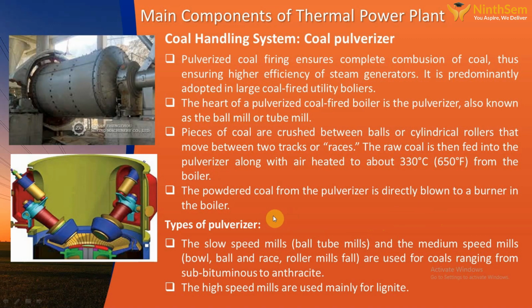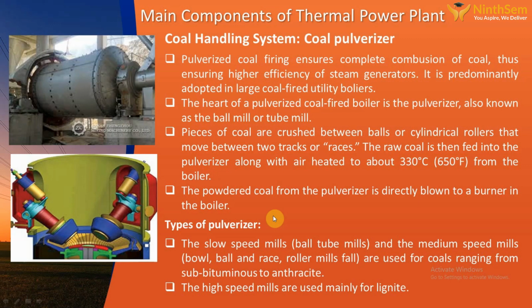Pulverizers can be classified according to the speed of operation. For slow speed mills, ball tube mills are used, and for medium speed mills, bowl, ball and race and roller mills are used, for coals ranging from sub-bituminous to anthracite. For bituminous and anthracite type coals we use slow speed and medium speed mills, and high speed mills are generally used for lignite coals. To crush lignite coals, we use high speed mills.